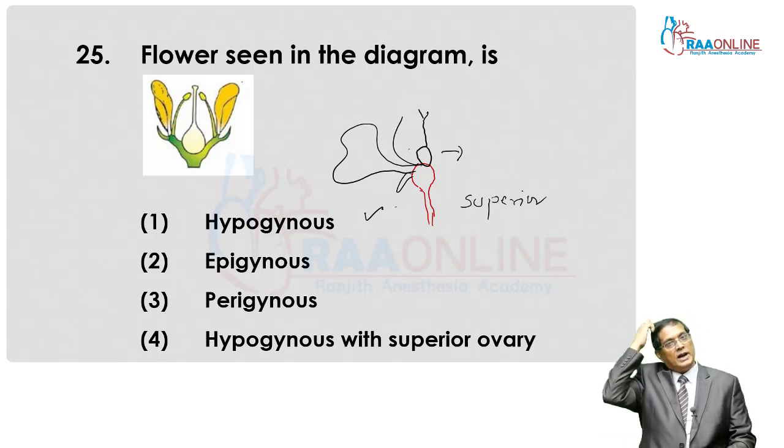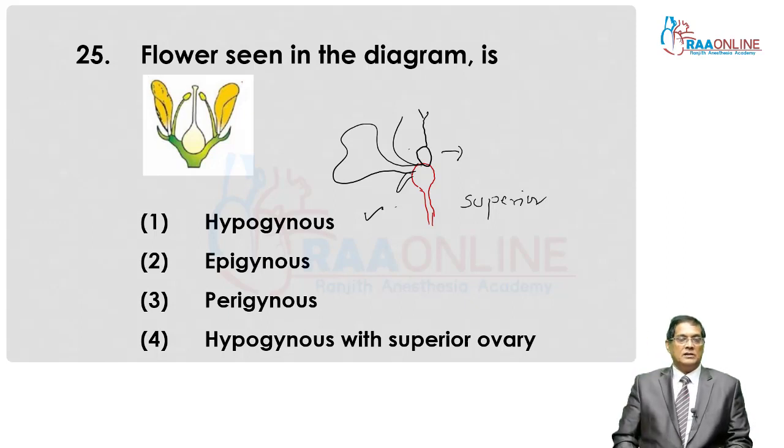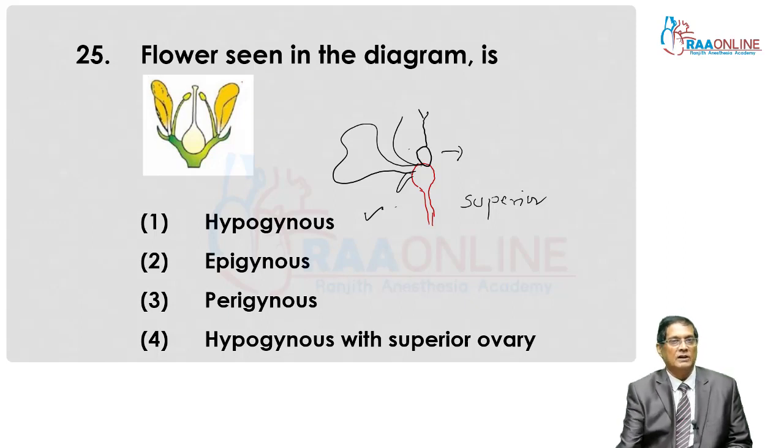In a hypogynous flower, at the top of the thalamus, the ovary is present. That is, the ovary is at the top. That is a superior ovary. The other whorls are inferior, that is, they are seen below the ovary on the thalamus or receptacle. Such a flower is known as hypogynous.